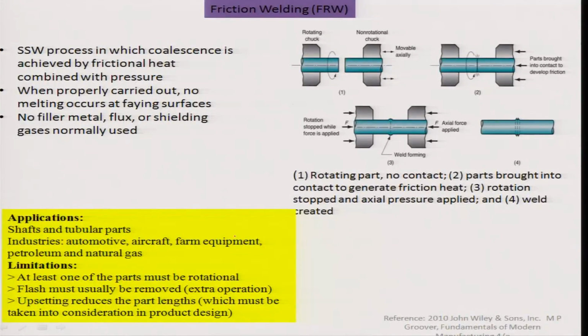You can also have friction welding phenomena. I think there were some questions raised by some students here about this particular process, both the friction welding and friction stir welding. So here you can see the process starts mostly with rotating parts where there are no contacts. So there are two rotating parts like this. The parts are brought into contact to generate friction heat between them, and suddenly the rotation is stopped and an axial pressure is applied, so that there is a nugget formation here.